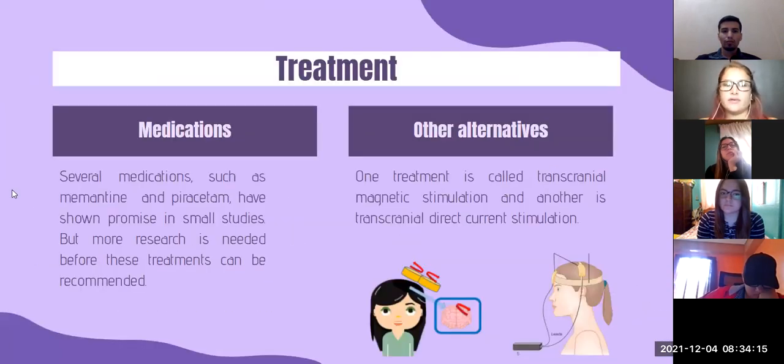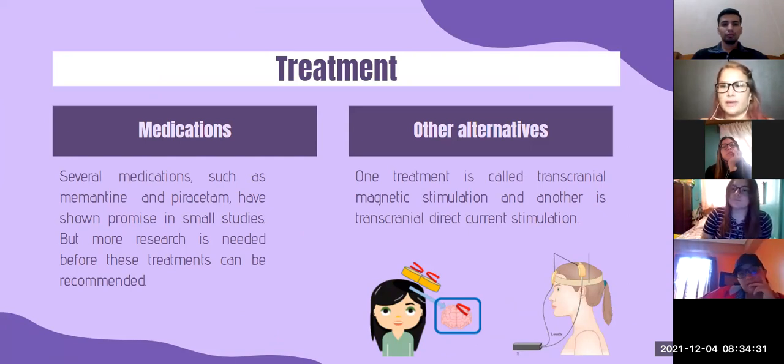Another alternative will be medicines. For example, Momentum and Piracetam, but some research is necessary before recommending them. These kinds of drugs might improve blood flow to the brain, and they are going to improve or replace depleted chemicals in the brain.